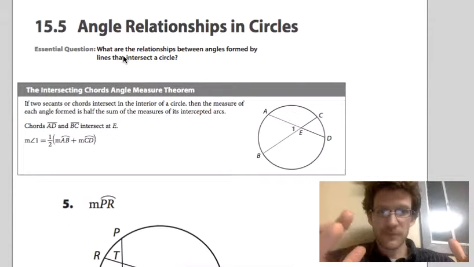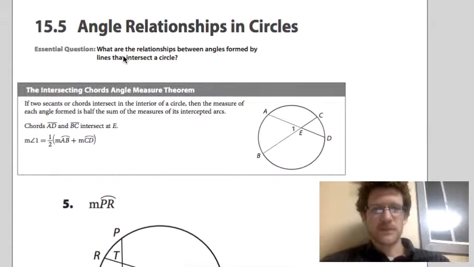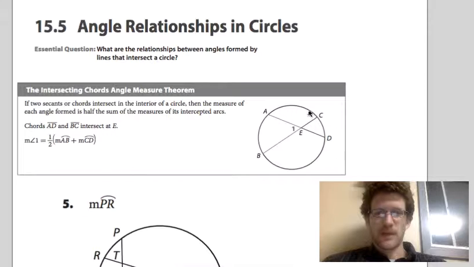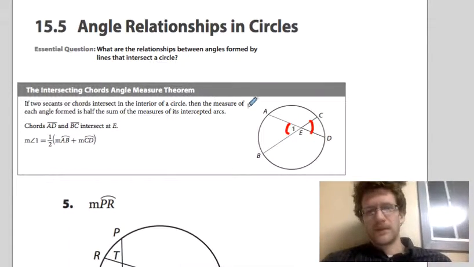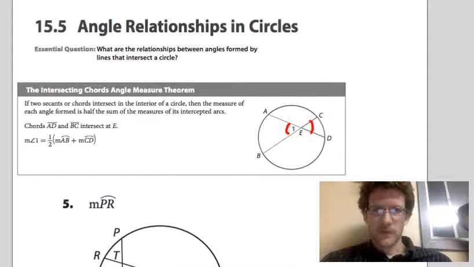Cool. Now we're on 15.5, angle relationships in circles. This time we got some chords that are crossing each other, and we have to figure out something about the angles here, and we have this pair of vertical angles. So those angles are equal, right? And then we got these arcs that they make. I'll use red again. We got arc AB, and we got arc CD.